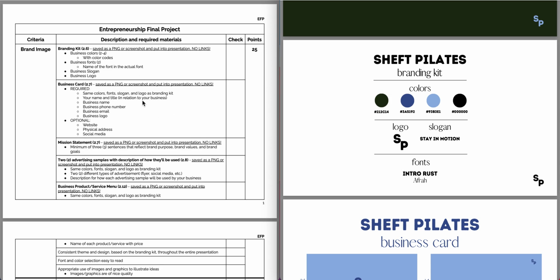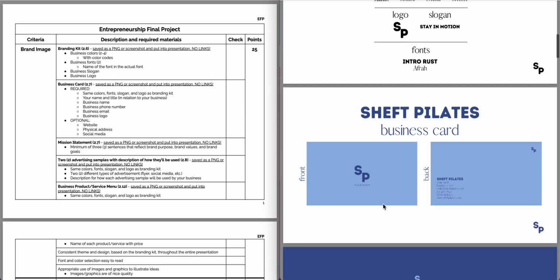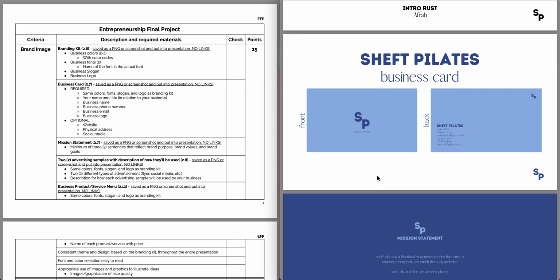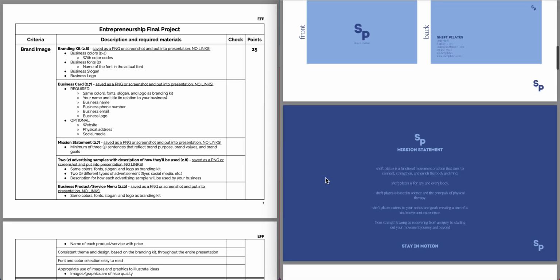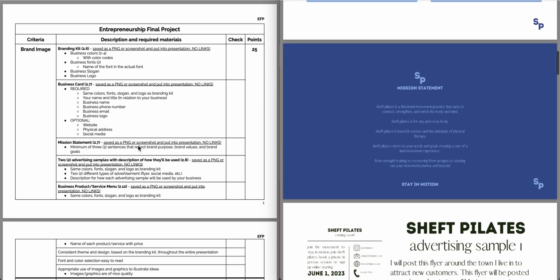Moving on to the business card, again, it needs to be saved as a PNG or a screenshot and put into your presentation, no links. You can read the required parts and the optional parts of your business card. Moving on to mission statement. Again, if you created your mission statement on Canva and you're putting it into a Google Slides presentation, you would need to save it as a PNG or take a screenshot of it and put it in your presentation.